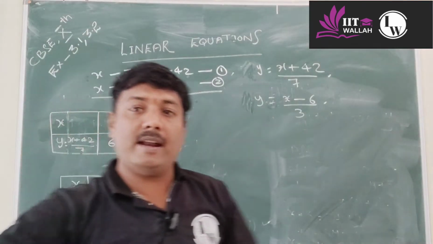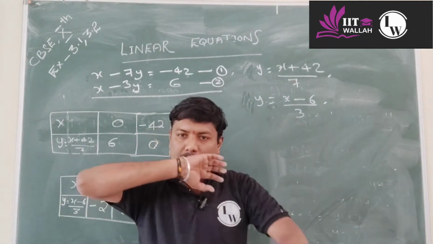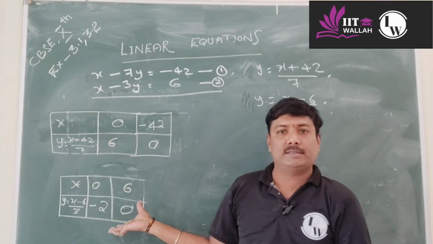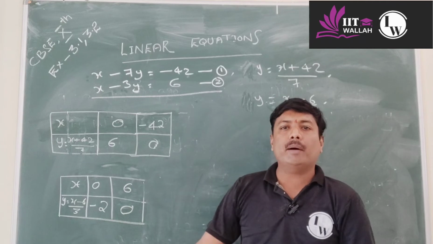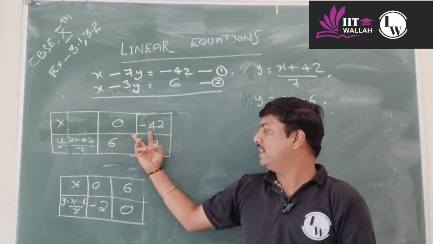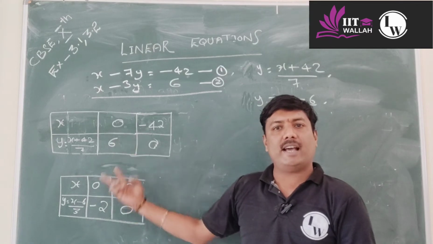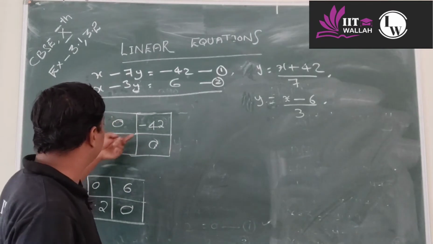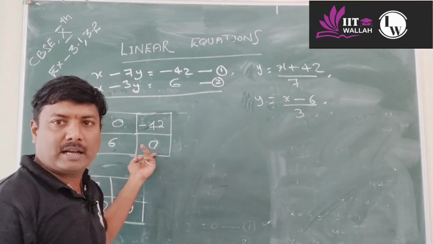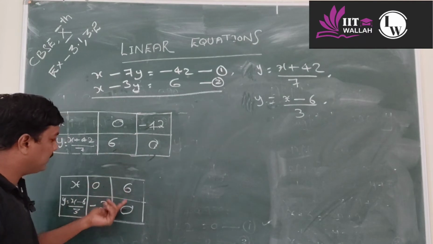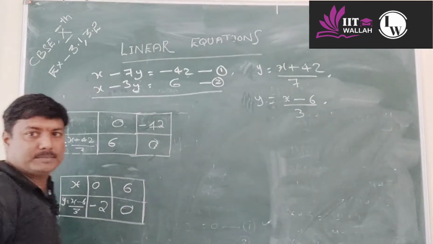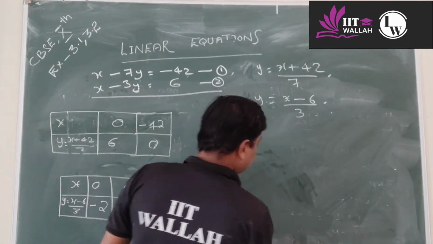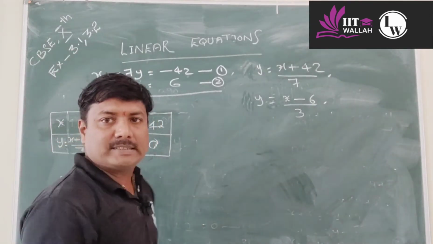Okay, only 2 points we needed actually. To draw a straight line, how many points we need? At least minimum 2 points. More than 2 points you can find. You can find 3 points or 4 points you can find. But minimum you should find 2 points here, 2 points here. Here you will get a straight line, here also you will get a straight line. Now we got the coordinates 0, 6, minus 42, 0. These are the coordinates of that straight line. Here 0, minus 2, 6, 0. These are the coordinates. That means we can draw the graph. Let's try to draw the graph.